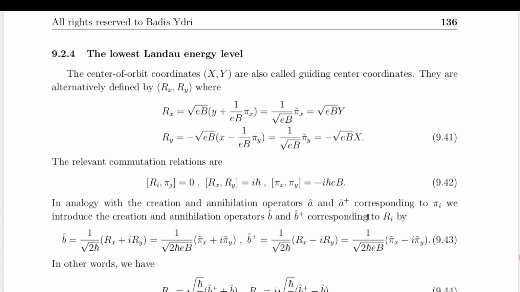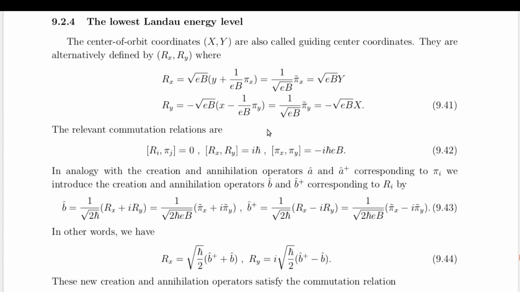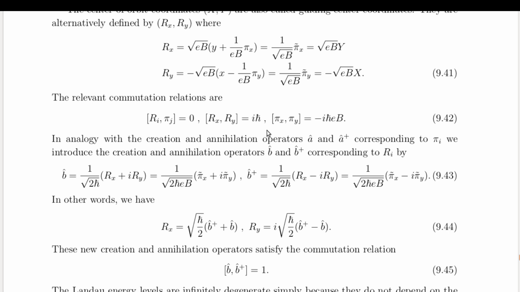The lowest Landau energy level. In the fifth segment, we continue working in the symmetric gauge. We have already established that in this gauge, there exist 2 independent and commuting sets of quantum harmonic oscillator operators, one associated with the mechanical momentum and the other with the center of orbit coordinates. Each set has its own raising and lowering operators, denoted as hat A dagger for the mechanical momentum, and hat B dagger for the center of orbit coordinates.